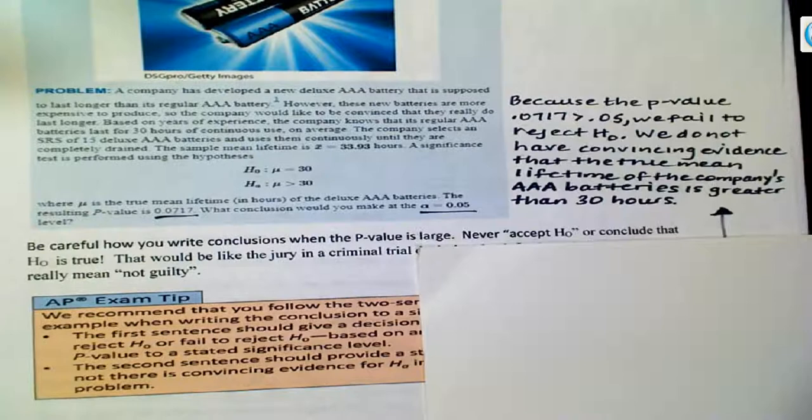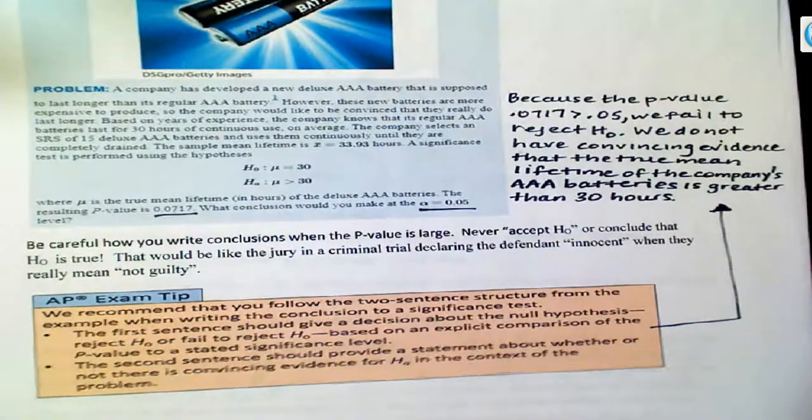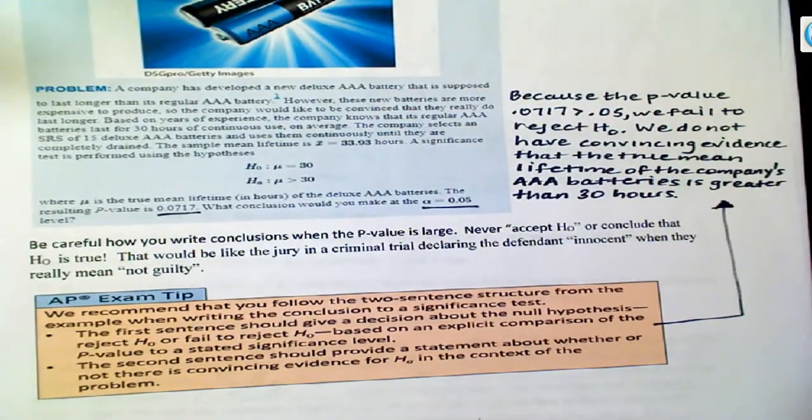Be careful how you write the conclusions when the p-value is large. Never accept the H0 or conclude that the H0 is true. That would be like the jury in a criminal trial declaring the defendant innocent when they really mean not guilty. Because if you ever have to be a juror in a courtroom, you don't ever say they're innocent. You just say there wasn't enough evidence to prove that they were guilty.